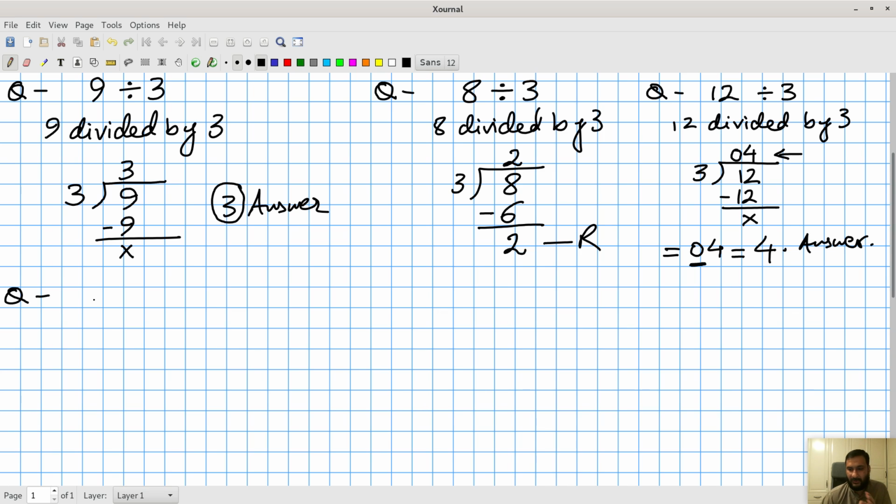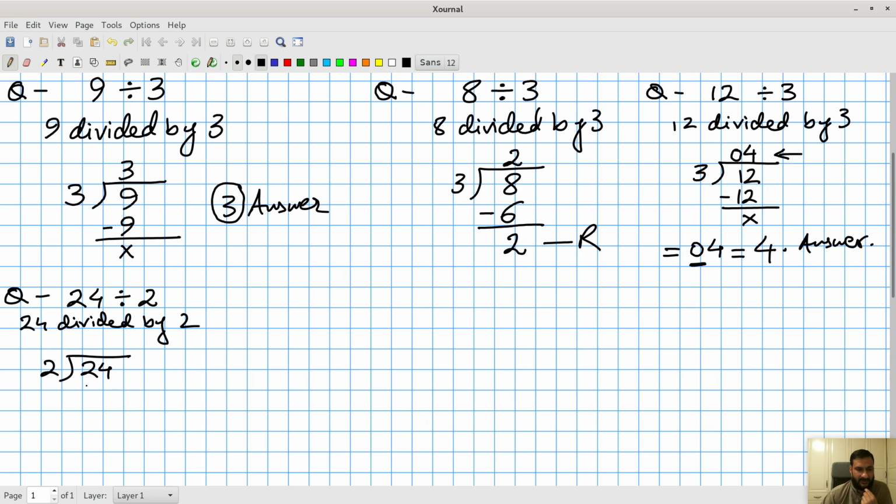Let's solve more questions. I'm going slow because this is, of course, a lecture, and I want you to understand how these divisions are done. So I'm going to show you another division. Let's say 24 divided by 2, right? So this is read as 24 divided by 2, which means 24 will come inside of the symbol and 2 will be outside.